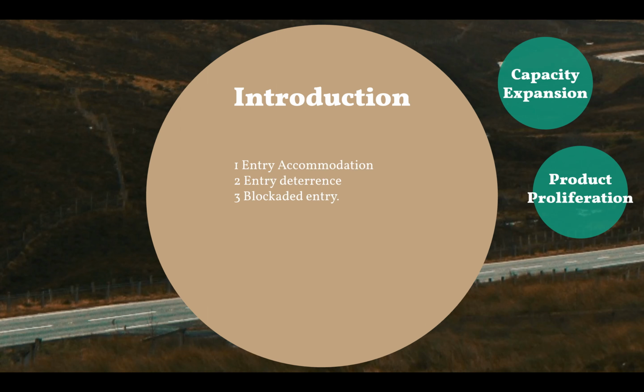The second, entrant deterrence, is when no matter what capacity the entrant chooses, its gross profit is lower than its entry cost, then the entrant is better off not entering. The last one is when no matter what capacity it chooses, its gross profit does not compensate for the entry cost. I will introduce two types of entrant deterrence strategies, which are capacity expansion and product proliferation.